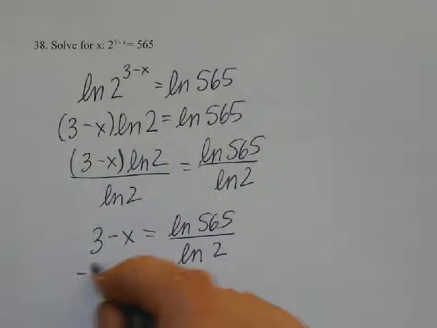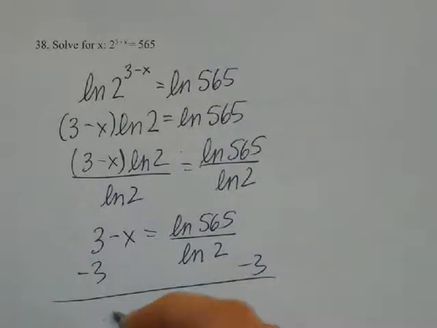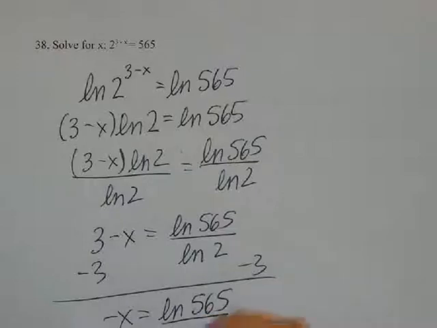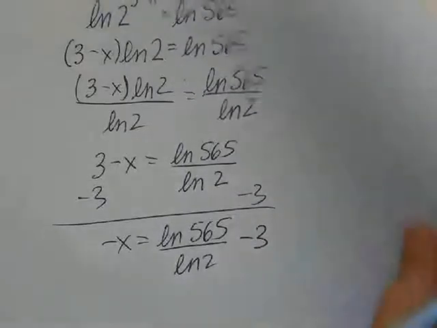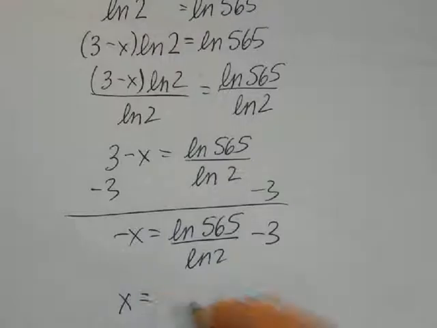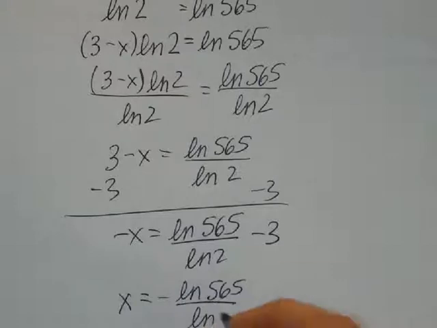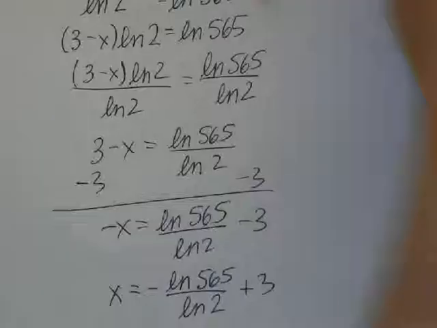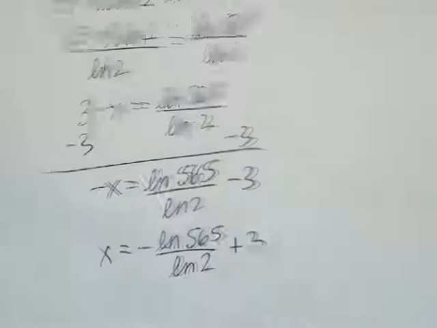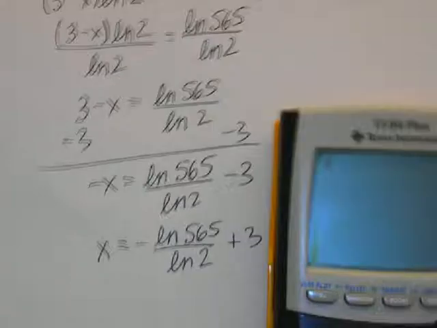I'll subtract 3. And then I'll divide by negative 1. Okay, so there's my exact answer. Now, if at some point you decided to change it to a decimal, that's fine. Just give yourself about 4 digits of significance.